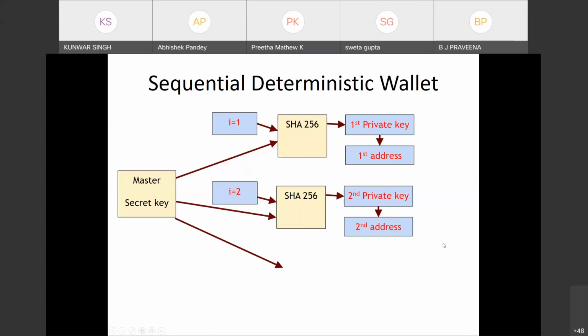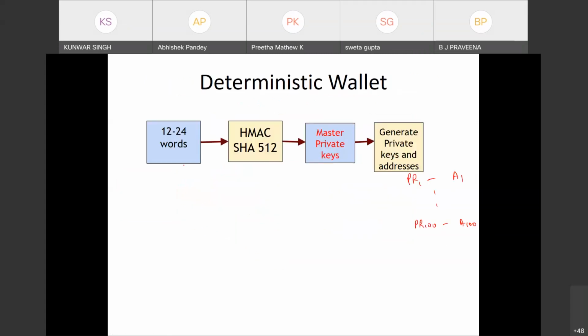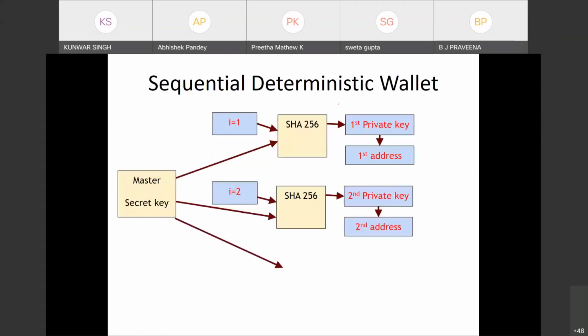So this is deterministic. Deterministic can be sequential and also hierarchical. You can see this is the way. From the phrase you got the master key. This is the seed, basically, which you can easily remember. Some 12 to 24 words will be your seed. From there you get the master key, and then sequentially we will generate the private keys and addresses.